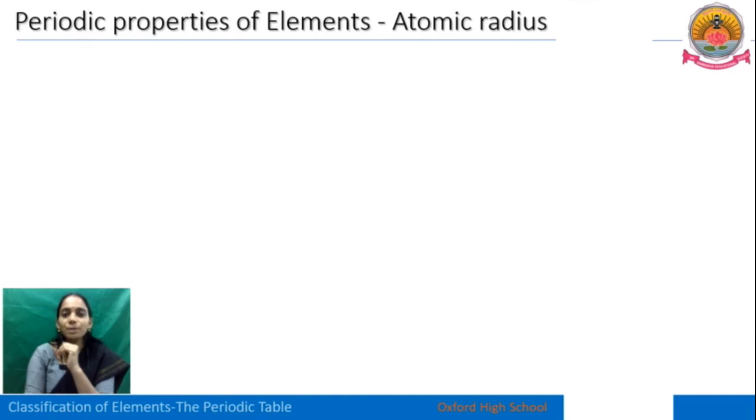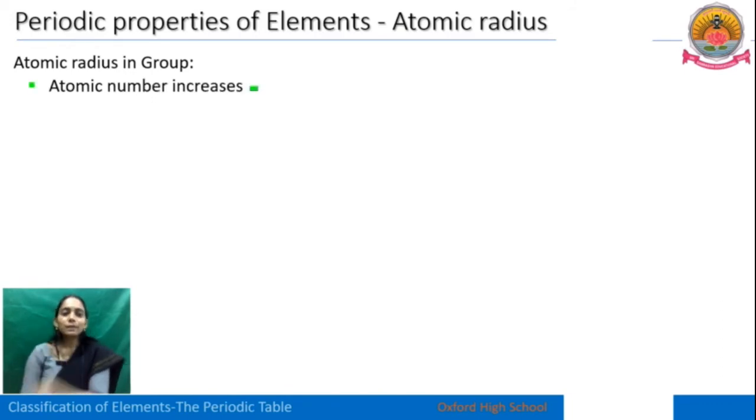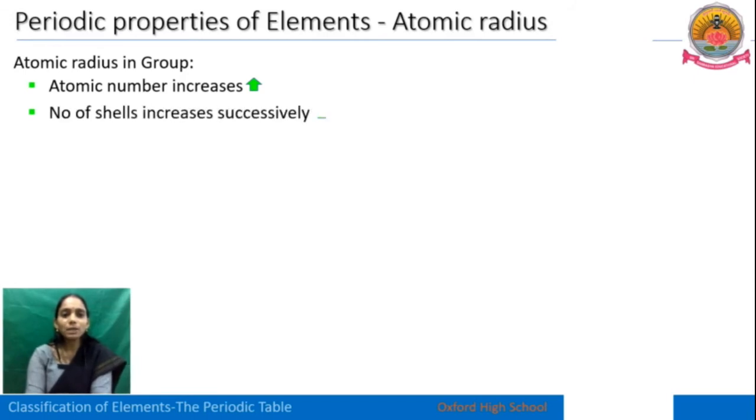Let us see how the periodic property atomic radius is trending in groups. Just now we have seen periods. We know that all the elements are arranged in increasing order of their atomic number, but here the number of shells also increases successively. We know that in a group the number of shells increases. For example, in the first A group, hydrogen consists of one shell, lithium consists of 2 shells, and sodium has 3 shells. As the number of electrons increases continuously, the number of shells also increases.